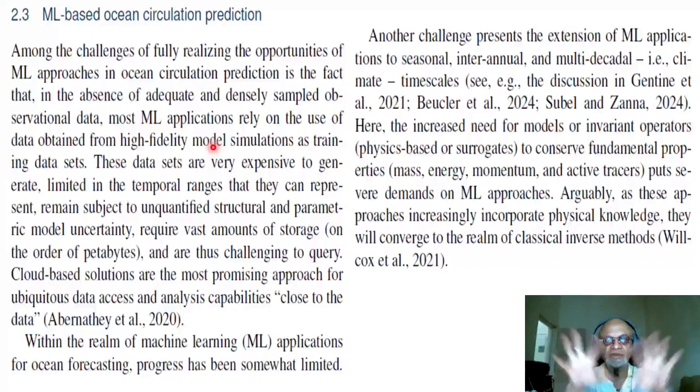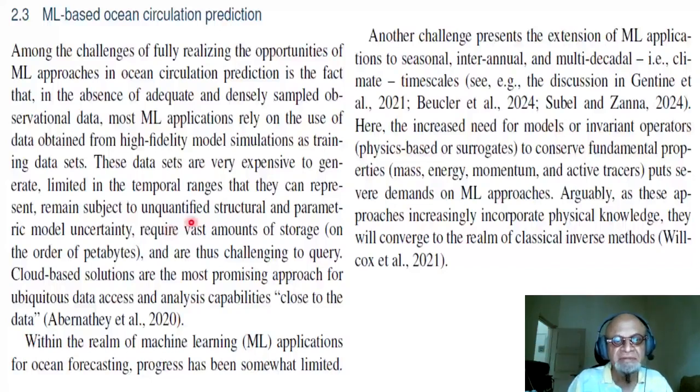I'm just trying to give you the lay of the land about AI/ML, what it's being used for and where it can go in the ocean prediction application. Machine learning based ocean circulation prediction is going on as well. They rely on the use of data obtained from high fidelity model simulations as training data sets. So like using reanalysis, these data sets are very expensive to generate, but you can use them and then run emulator models for repeated simulation, repeated what-if scenarios, let's say.